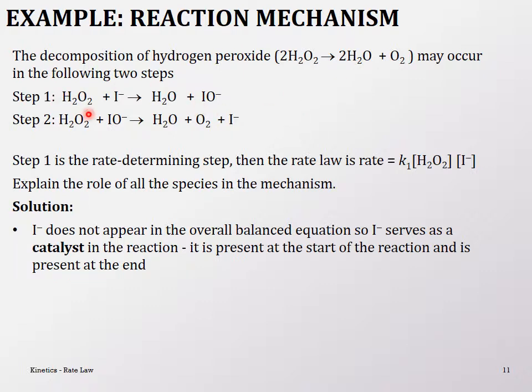However, it's given in step 1 and it's given in step 2. Let's look at the location of it. Iodide is given as a reactant and then as a product in step 2. So it must be a catalyst, because it's there in the beginning and it's there at the end. Iodide is a catalyst and it is taking part in the mechanism of the reaction, and that is why it's right here in the rate law.